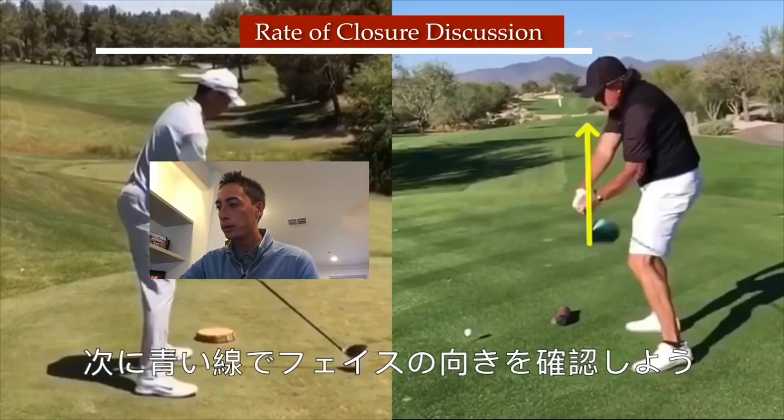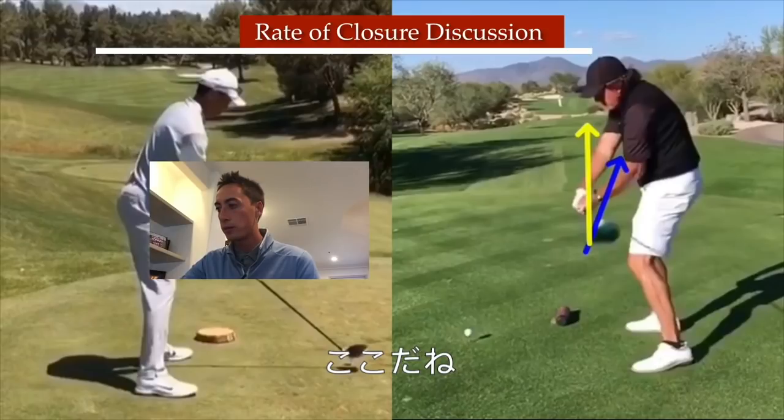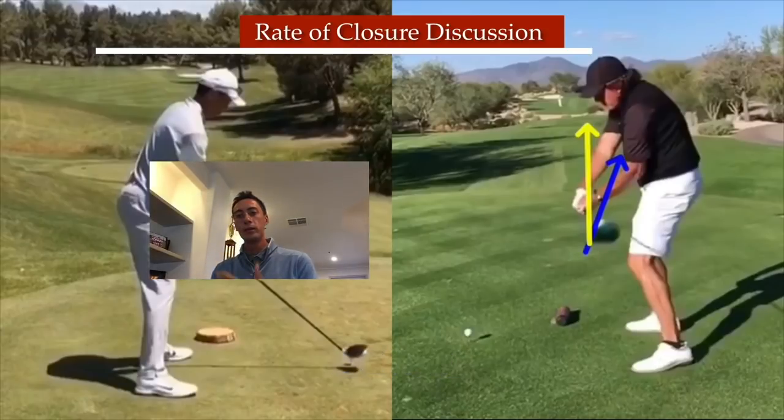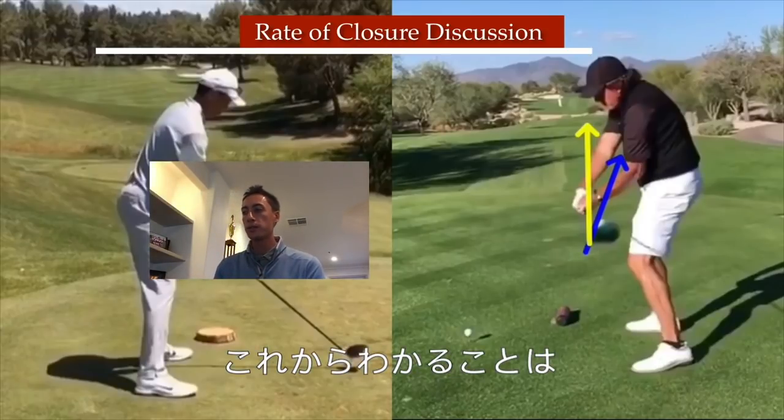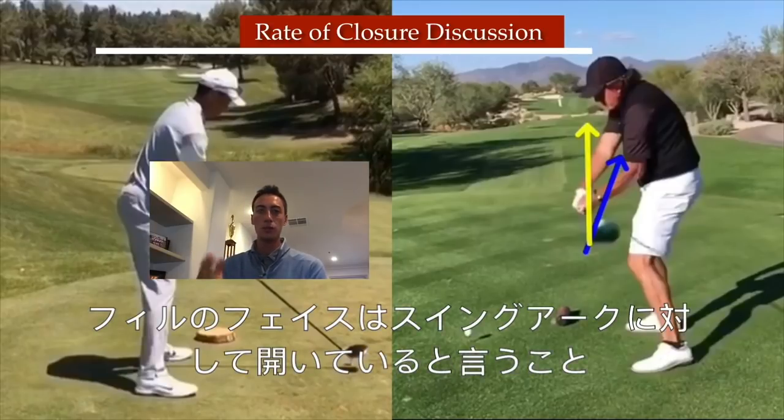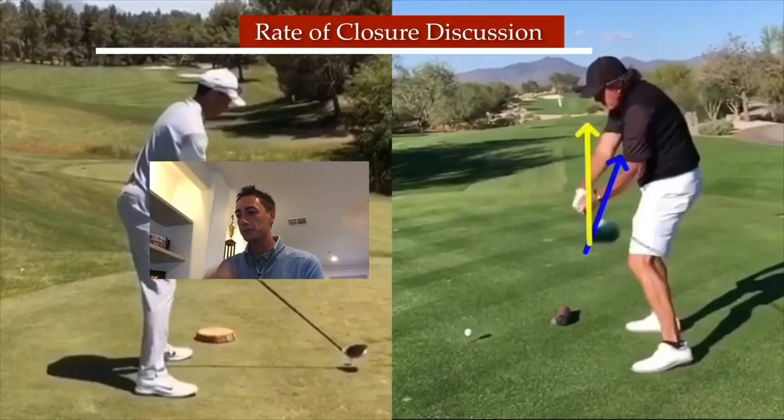Now we're going to use a blue arrow to represent where his club face is positioned relative to that, right? So Phil is something like this. So if we see arrows like this, it just means that Phil Mickelson's club face is open to the swing arc relative to where most traditional people would like to see it, right?